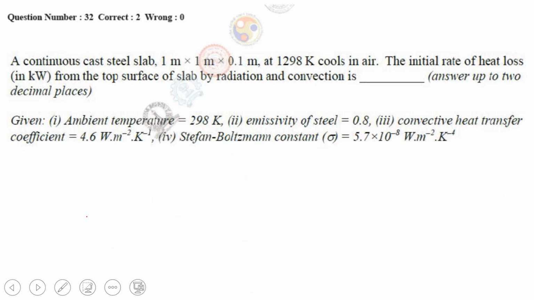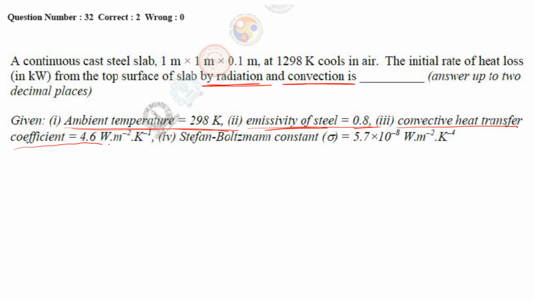A continuous cast steel slab, 1 meter by 1 meter by 0.1 meter, at 1298 Kelvin cools in air. The initial rate of heat loss in kilowatt from the top surface of the slab by radiation and convection is. So it is asking about the heat loss using radiation and convection both. These are the things which are given: the ambient temperature is 298, emissivity of steel is 0.8, convective heat transfer coefficient equal to 4.6, Stefan Boltzmann constant equal to 5.7 into 10 power minus 8.